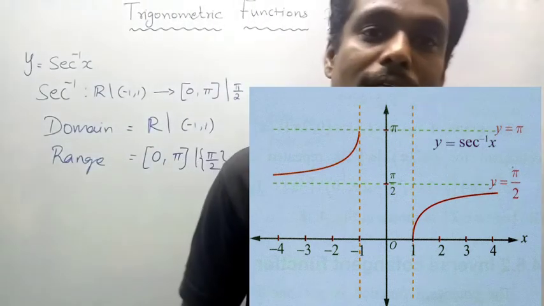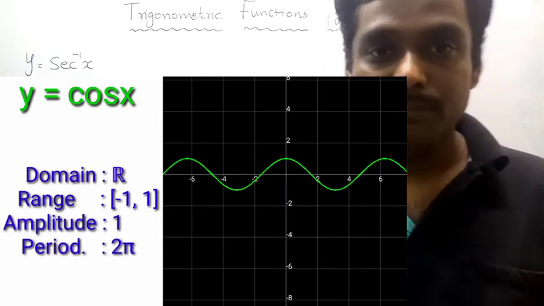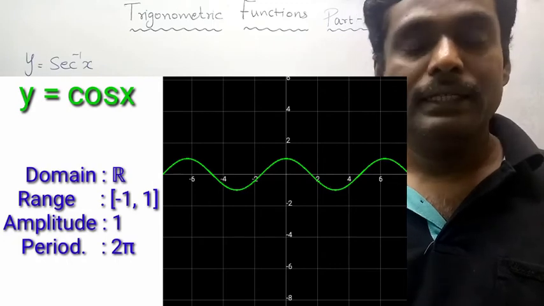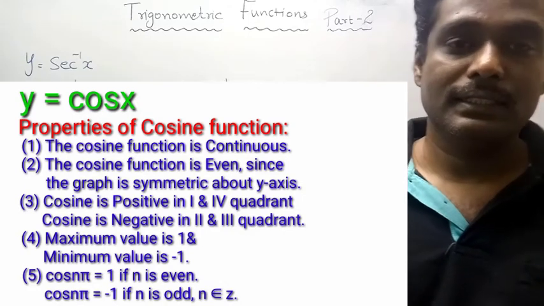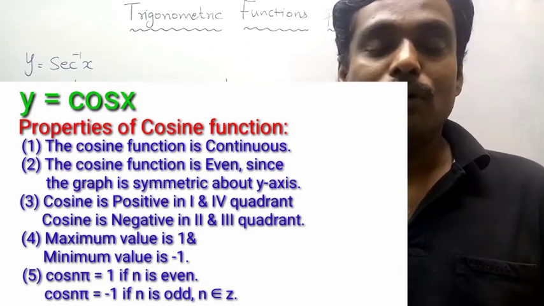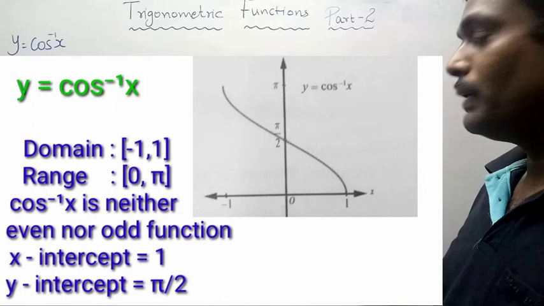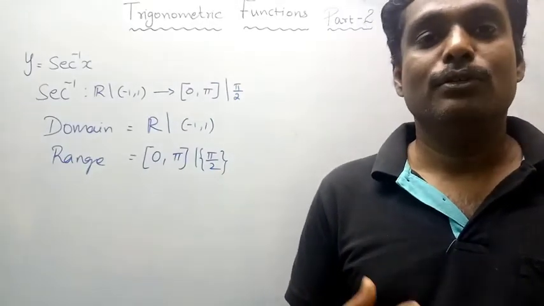So in this complete video, what we discussed was mainly the cosine curve. In the cosine curve, we discussed domain, range, amplitude, period, and properties like whether it is even or odd, positive, negative, in which quadrant, maximum value, minimum value, etc. Next we discussed the reciprocal of cosine, that is the secant x curve, its domain and range, and cos inverse, the inverse of cosine, cos inverse x, its domain, range, neither even nor odd, etc. And y equal to secant inverse x. Here we discussed the domain, range, etc.